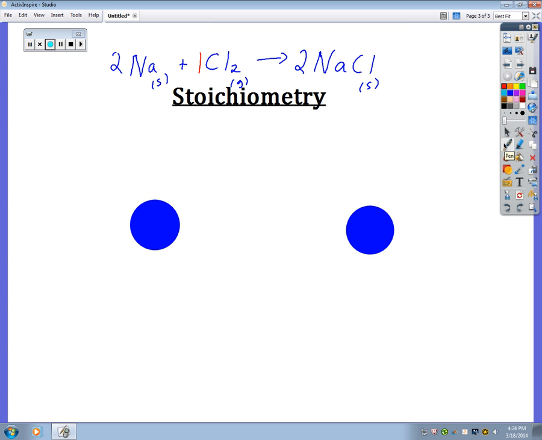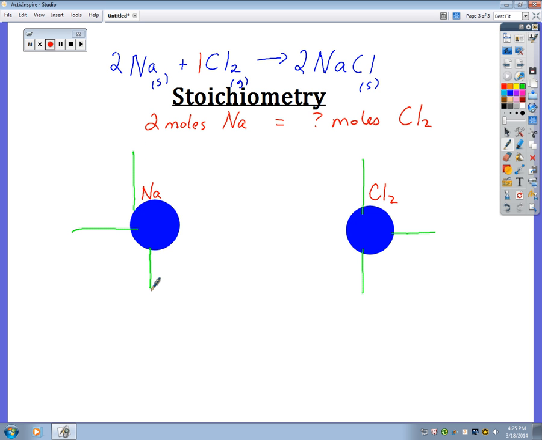So let's say I have a problem. And my problem is that I have 2 moles of sodium. How many moles of chlorine will I need? Well, what do you know? This is like sodium's land right here. And this is chlorine's land. And there's a relationship. There's a molar relationship for chlorine and a molar relationship for sodium. Just like the mole map that we use back here on this page.